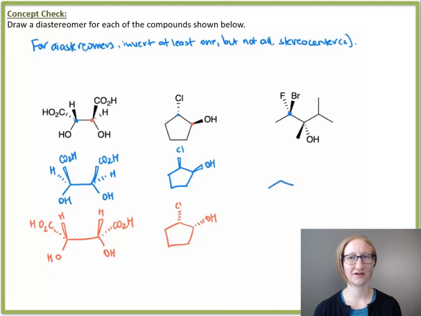And notice here that what we've done in drawing the diastereomers of the trans disubstituted cyclopentane is to draw the two cis disubstituted cyclopentanes. So the trans and cis stereoisomers are diastereomers. They're stereoisomers that are not mirror images.